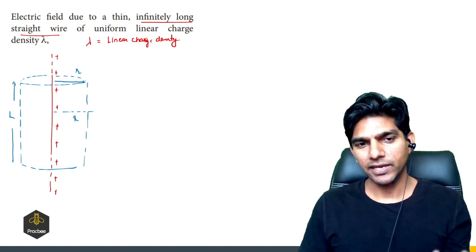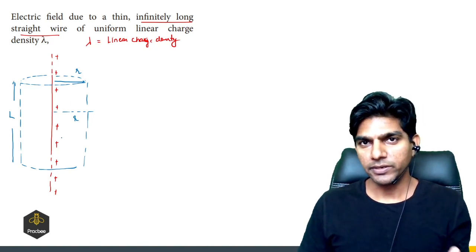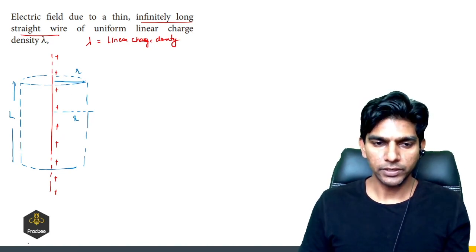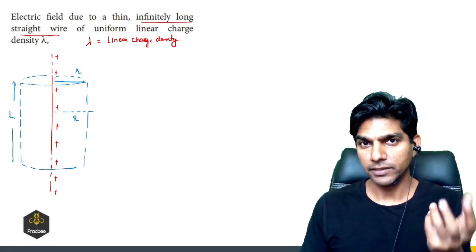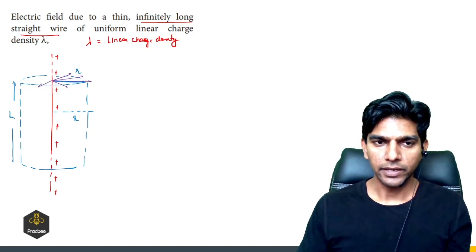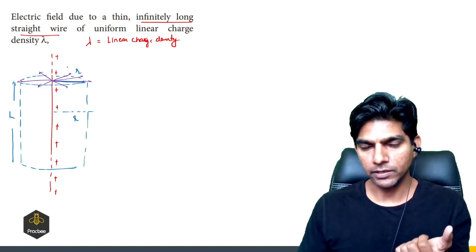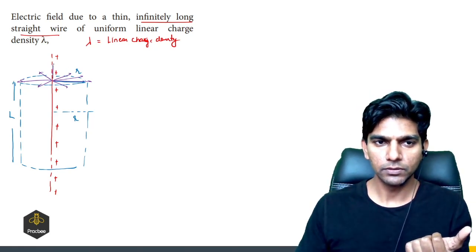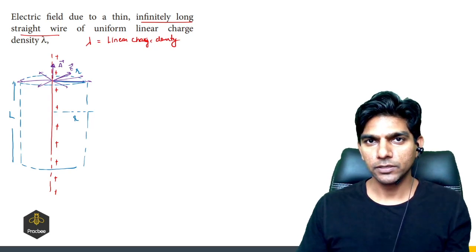Now this Gaussian surface has two flat surfaces and one curved surface, and by symmetry we can say the electric field lines will be perpendicular to the line charge at every point. So at the top face the electric field line will be parallel to the area, right? It means if the electric field is parallel to the area, there will be no flux linked with that area, because the area vector is normally outward, right? So this is the area vector. The electric field is parallel to the area, so there will be no flux linked with the top surface.